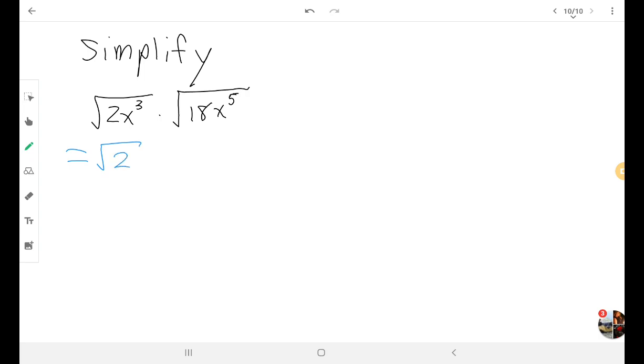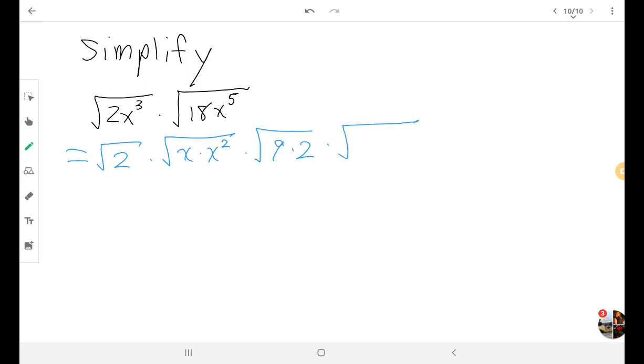I'll have the square root of 2 out there. And then I have the square root of x cubed, but x cubed doesn't do me any good with a square root. So let me call it x times x squared, because then I can pull that apart and have that x squared. Square root of 18 doesn't do me any good, but 18 is 9 times 2, and 9 is something that I can get a nice neat square root answer for. So I'm going to call the square root of 18 the square root of 9 times 2. And then x to the 5th, that's 5 x's.